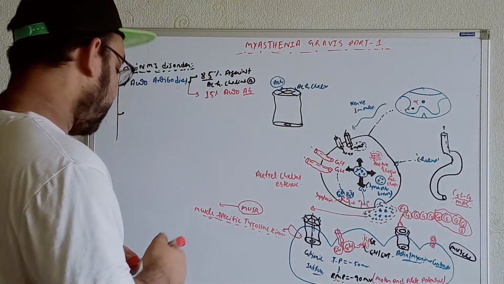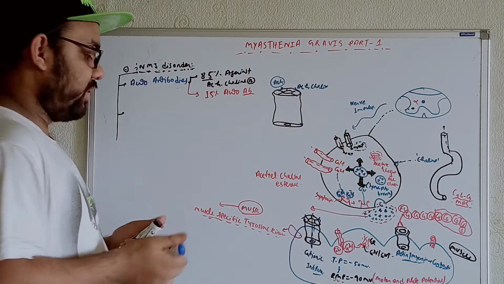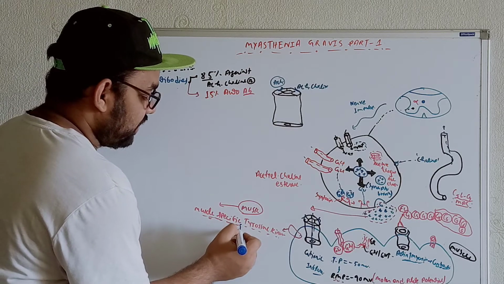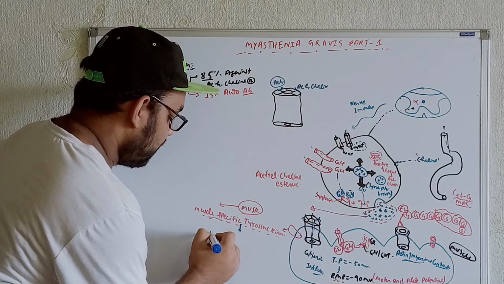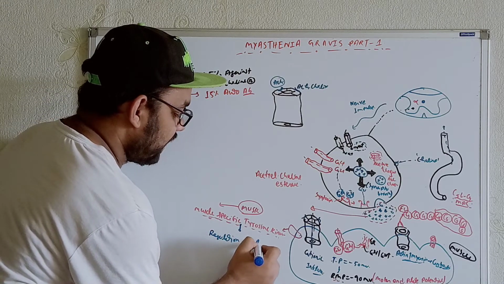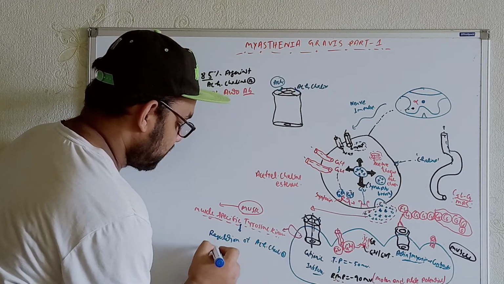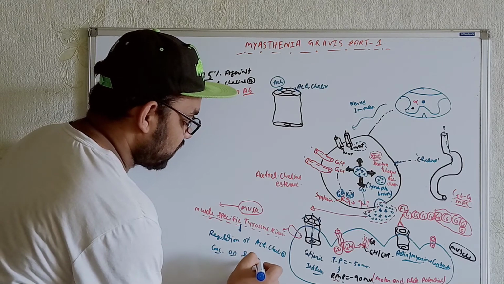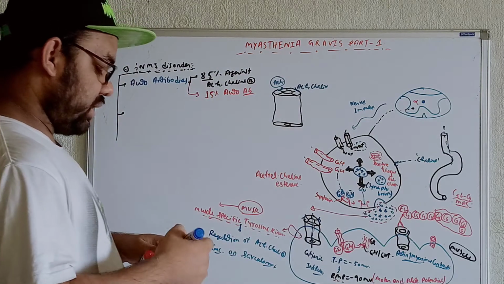Its function is the regulation of the concentration of acetylcholine receptors on the sarcolemma. Muscle-specific tyrosine kinase is actually one type of enzyme. Its main function is regulation of acetylcholine receptor concentration on the sarcolemma. That means on these structures, on the crest.